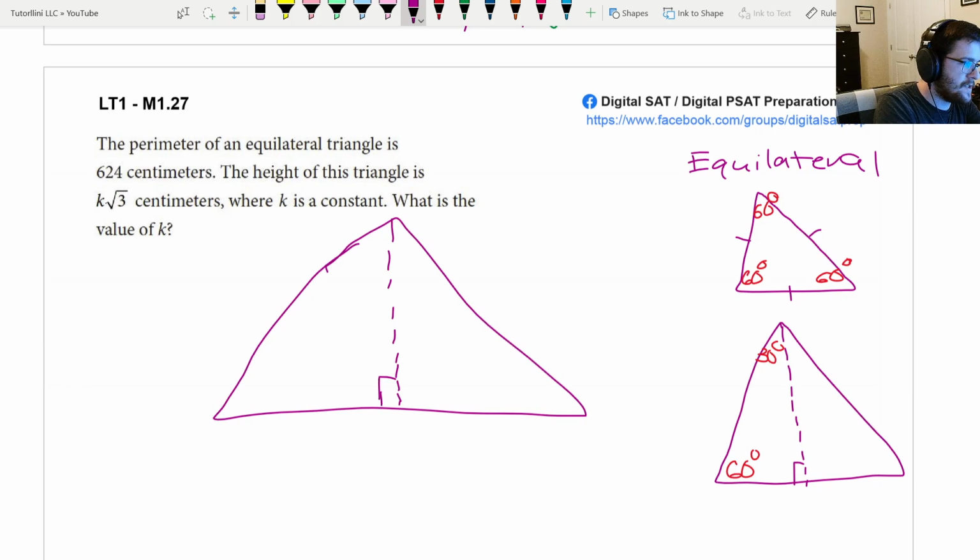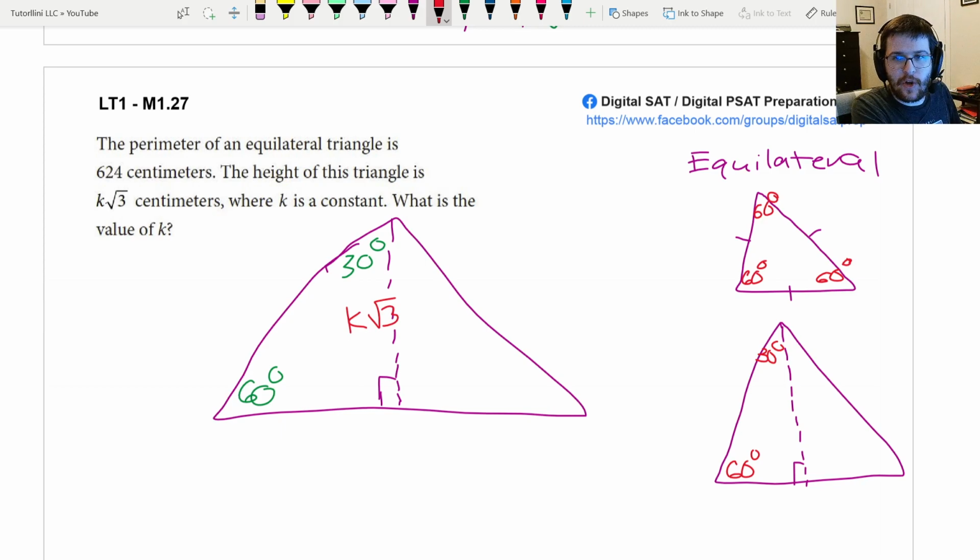Okay, so they tell us the height is k root 3. So let's label that. And the perimeter is 624. So if the perimeter is 624 and all the sides are equal, we can divide by 3 and we get what each side length is, which is 208.